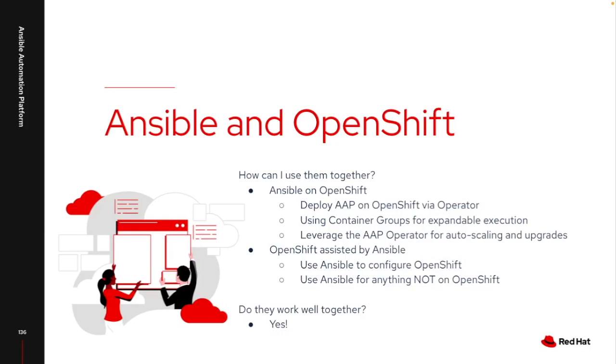OpenShift is an enterprise container platform. So this is really helpful for trying to orchestrate different containers, manage their life cycles, really get towards that DevOps mindset with a cloud and container native platform. So how can I use them together?